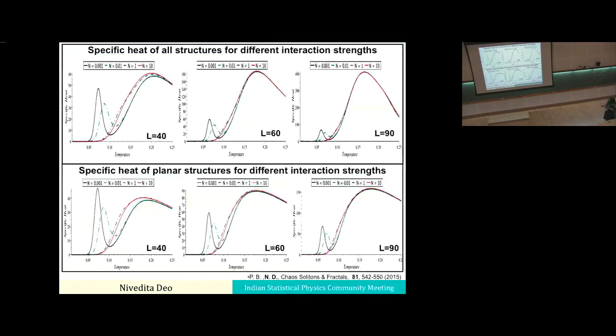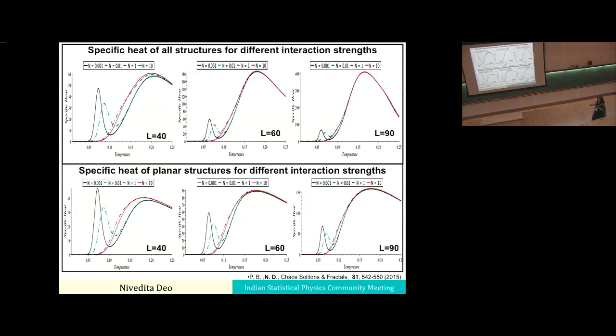The second point is that the bumps in the specific heat curves that we found from the data analysis are very well described by this model, for various lengths. And we also find from this model why the bumps are present, because if we calculate the specific heat for the planar structures, we see that the bumps are there.